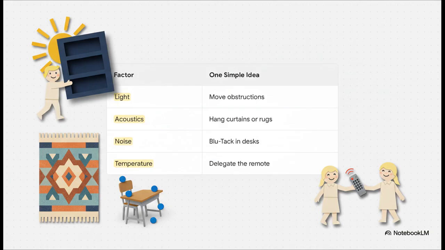Is the room super echoey? Hanging a cheap rug on a wall can absorb a surprising amount of sound. Are the desks always clanking shut? A tiny blob of blue tack makes a world of difference. Too hot or cold? Empower a responsible student to manage the remote. These aren't big budget changes. They're just smart, simple fixes.